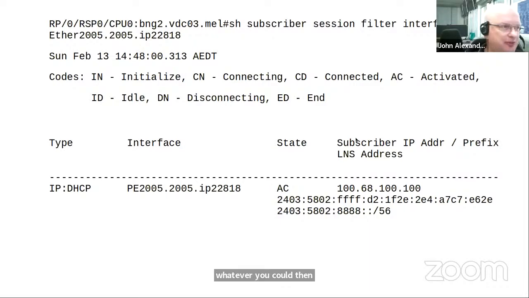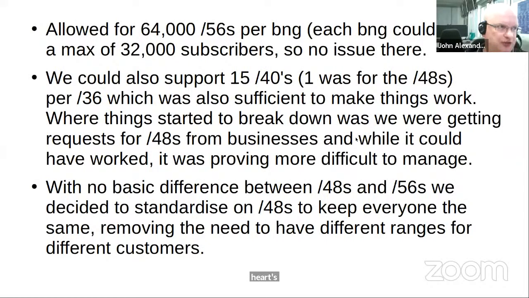And that was working really well. This allowed us to handle about 64,000 customers, or 64,000 /56s per BNG, but our BNGs could only handle 32,000 customers, so we had no issue. We also had 15 /40s, which is where the BNGs got their /56s out of. There's too many prefixes here.